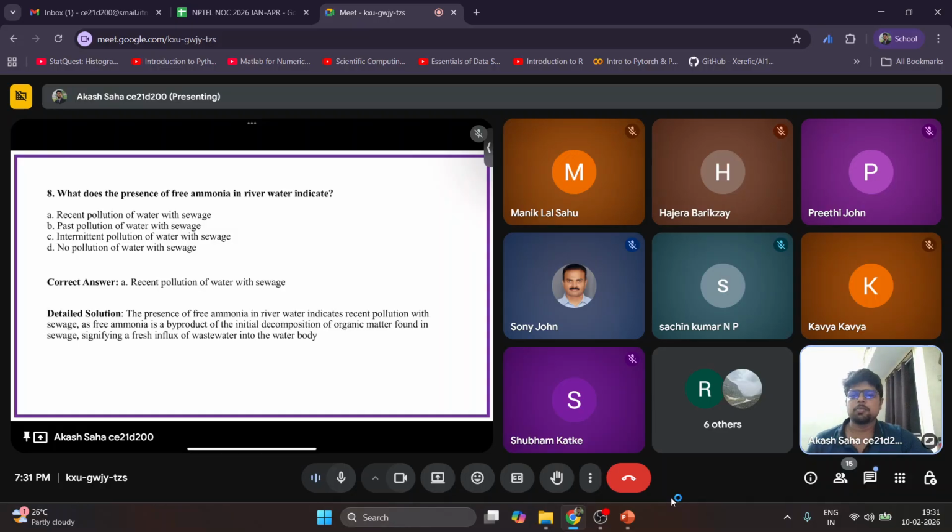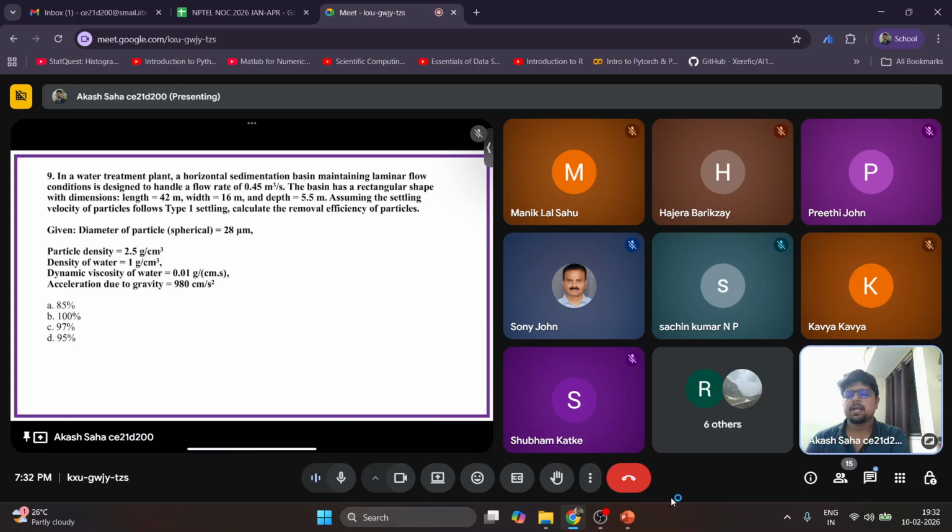The presence of free ammonia in a river indicates recent pollution with sewage, as free ammonia is a byproduct of the initial decomposition of organic matter found in the sewage, signifying a fresh influx of wastewater into the water body. By the decomposition of organic matter, this ammonia is formed and found in the water body, which can gradually convert to nitrite and then nitrate and then further to nitrogen gas, based on whether it is an anaerobic or aerobic system and what kind of microbes are present in the system. Okay, next.